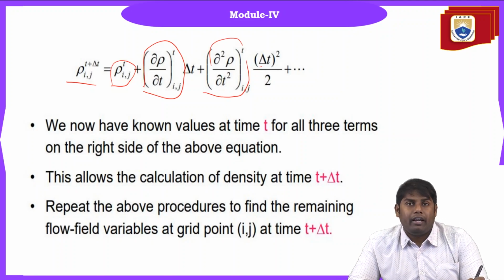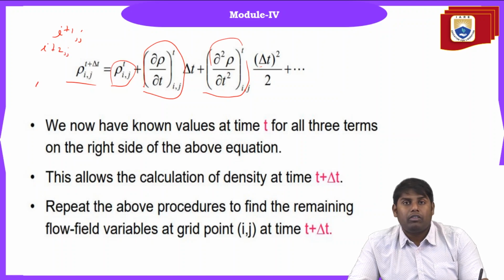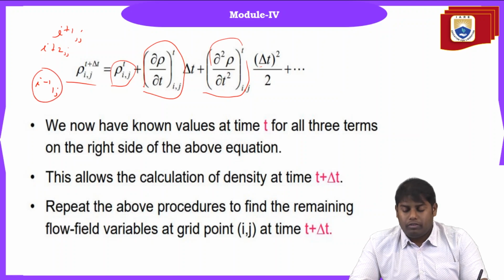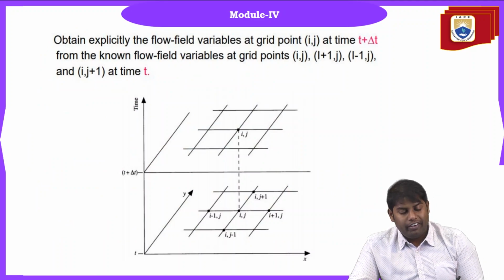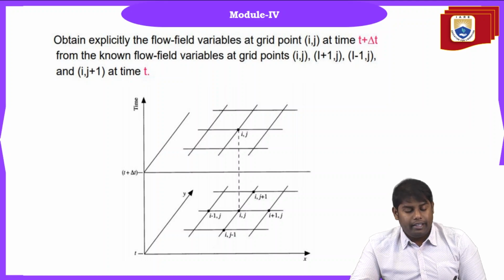Next variables in the sense, here we are taking i comma j. Next we have to go for i plus 1 comma j. Next we have to go for i plus 2 comma j. Or if you want to see for i minus 1 comma j. So at all grid points, you need to see actually. Fine. So here you can see how the time varying grid thing is happening.